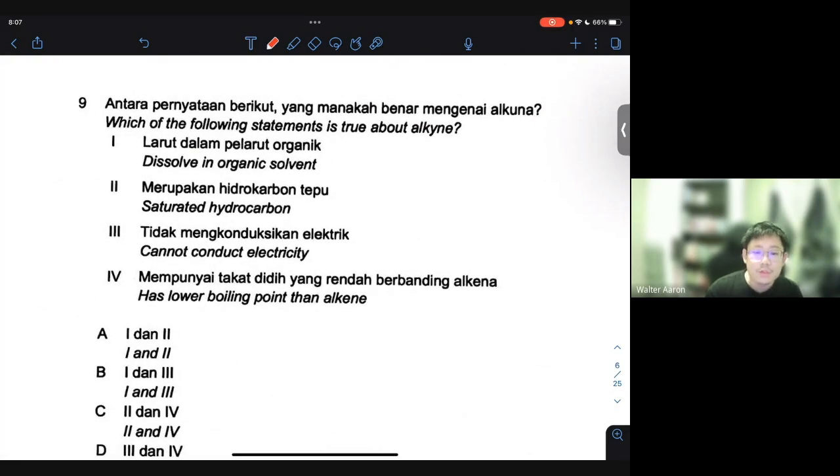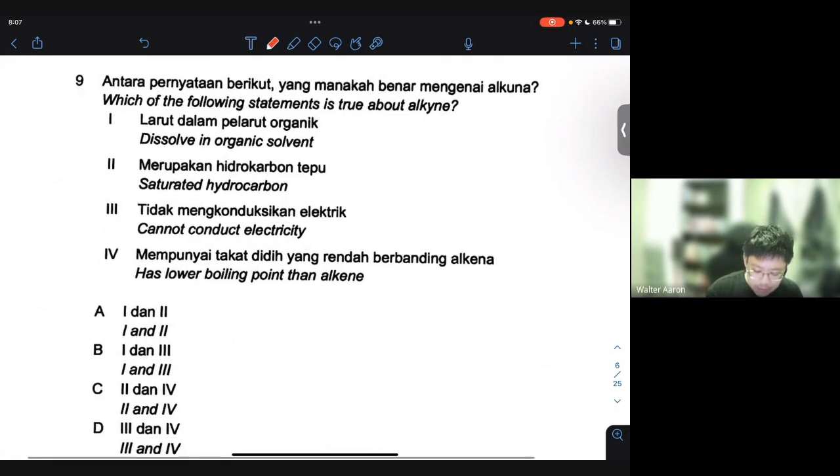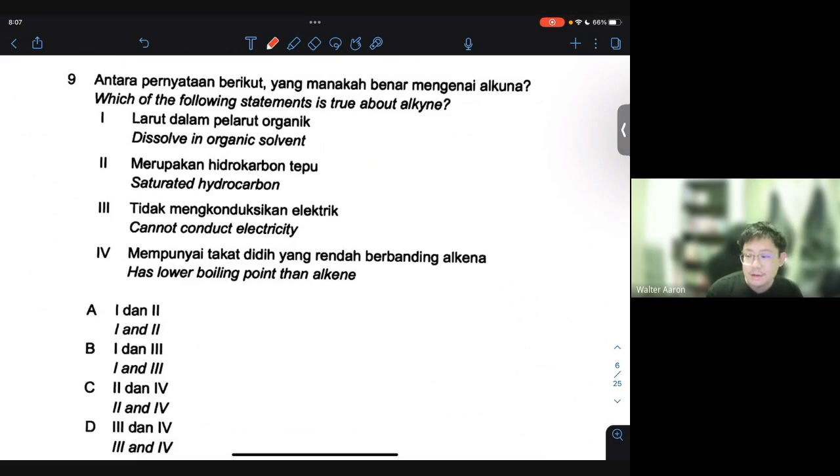Number 9, which of the following statements is true about alkynes? Alkyne is a hydrocarbon which contains triple bonds between the carbon atoms. Does it dissolve in organic solvent? Yes, it's a hydrocarbon, a covalent compound, so it should be able to dissolve in organic solvent. Is it a saturated hydrocarbon? No, like I explained just now, it has a carbon-carbon triple bond, so it is not saturated. It cannot conduct electricity. Very good, correct. It cannot because there are no ions moving.